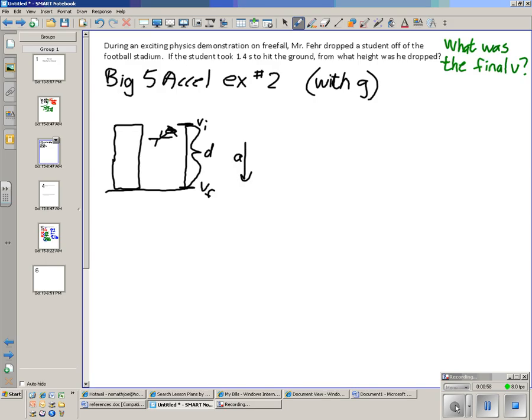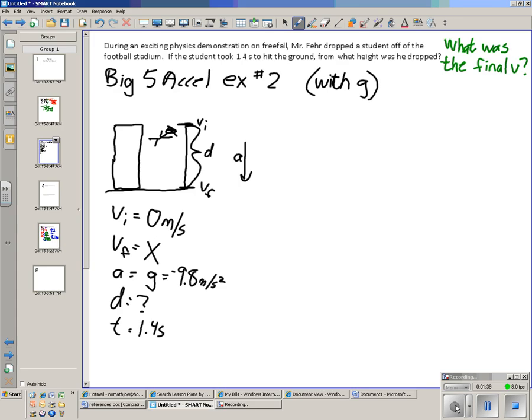Next, I will list out my variables: the initial velocity, final velocity, acceleration, displacement, and time. Initial velocity, even though it's not actually given, is 0, because the student wasn't tossed up in the air, it wasn't thrown down, it was just simply dropped. The final velocity, I'm not interested in right now. That's the second part. Acceleration, once again not actually given, is the acceleration due to gravity, represented with the g. That's negative 9.8 meters per second squared. The displacement, that's what I'm looking for. And then the time is 1.4 seconds.